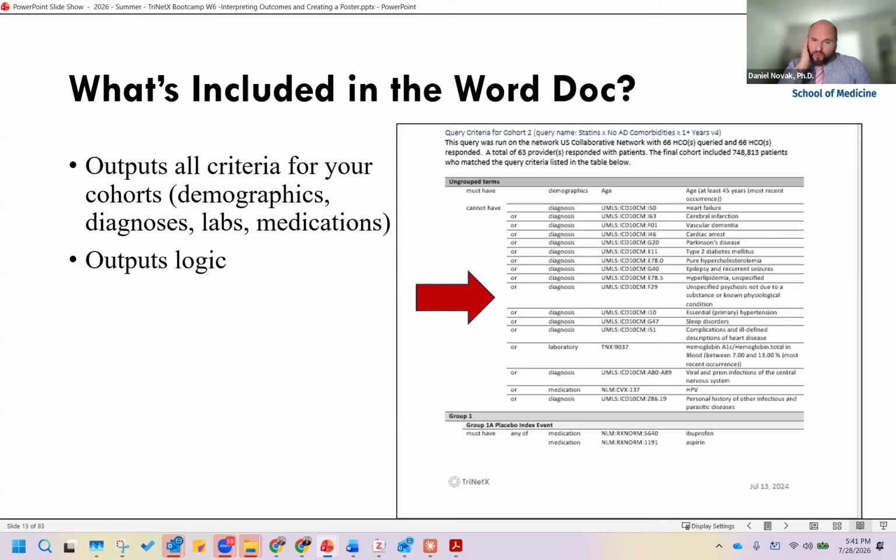What's included in the Word doc when you output it? It outputs all criteria for your cohorts, your demographics, your diagnoses, your labs, your medications, and it outputs the logic for them as well.